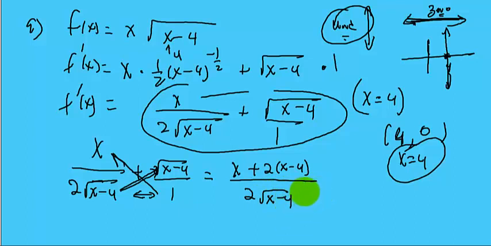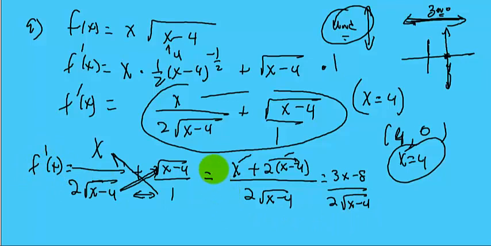Those of you that like the traditional way of adding and subtracting fractions, find the lowest common denominator and all that, can still do that. You get the same thing. When you clean up the top, you're going to get x plus 2x, which is 3x minus 8, over 2 times the square root of x minus 4. This is the derivative simplified.